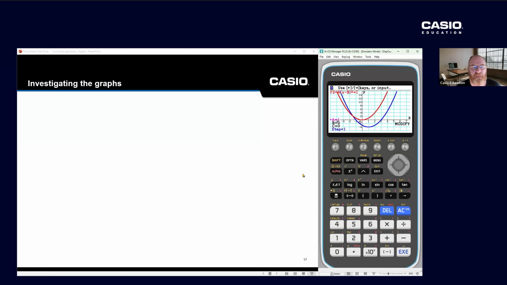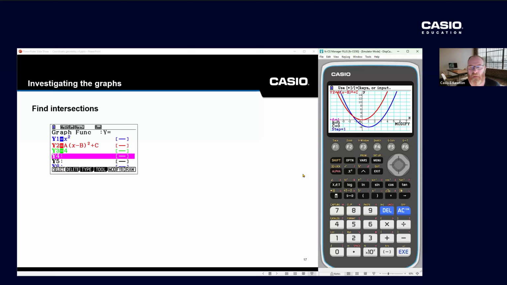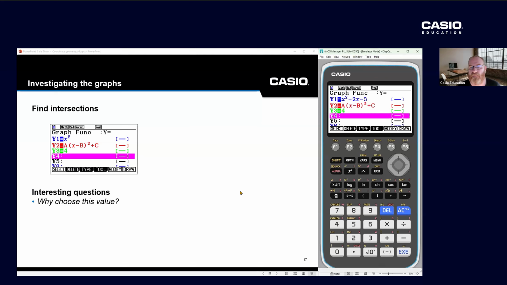You may want to investigate the graphs. You can change the B or C, that is perfectly okay. But what we are going to do is I'm going to exit and I'm going to enter a value of 4 here. And the question that I may have is, why choose x equals 4? Sorry, y equals 4. Horizontal line, what's going on? I may be interested in investigating one function compared to another, perhaps with some intersections.